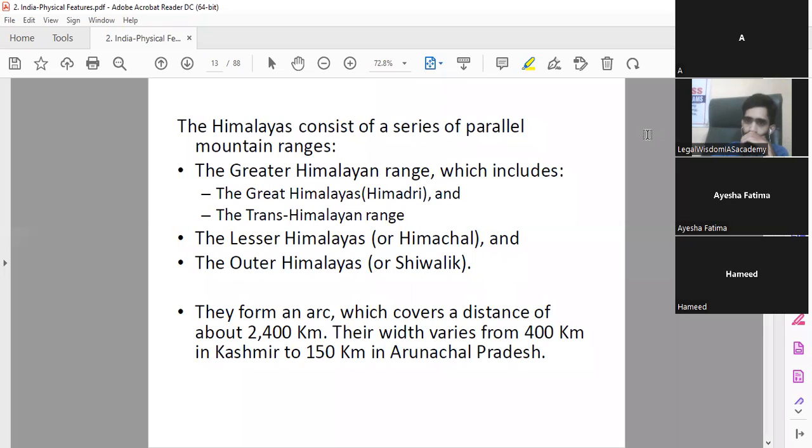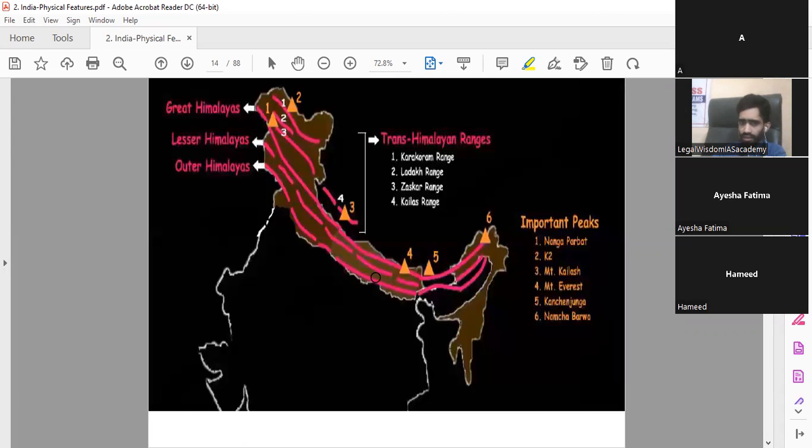Outer Himalayas, Shivalik. ग्रेटर हिमालयस हिमाद्री, ग्रेटर हिमालयस क्या बोल रहे हैं? हिमाद्री। देन योर लेसर हिमालयस आर हिमाचल, आउटर हिमालयस आर शिवालिक। Shivalik. They formed an arc. Then we have seen the different in the map में क्या है? ग्रेटर हिमालयस, लेसर हिमालयस, आउटर हिमालयस। कौन से ट्रांस हिमालयस में क्या क्या होगा? What are the different in ट्रांस हिमालयस?